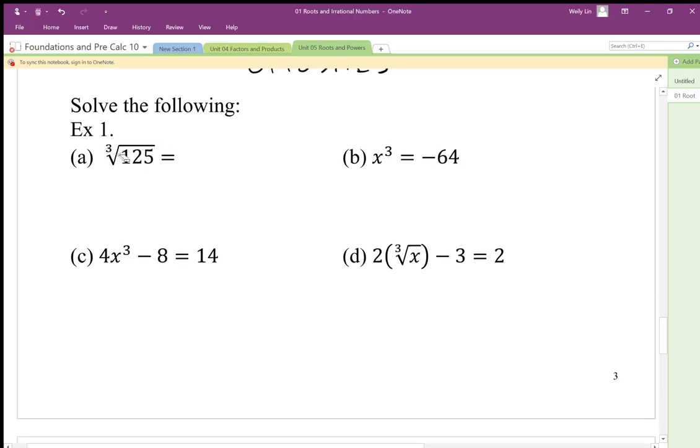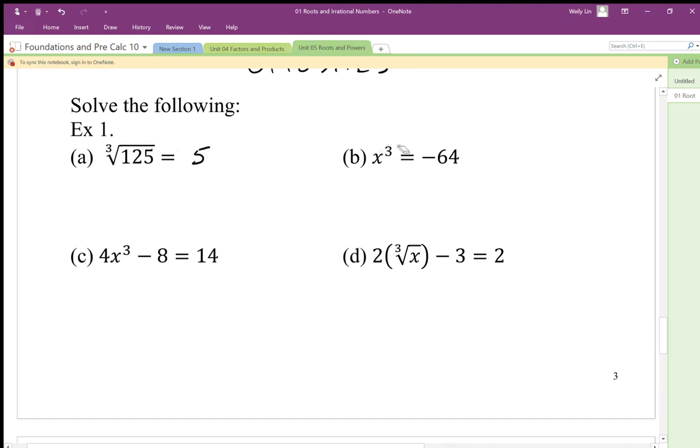So the cube root of 125 is going to be 5. Okay, and it has to be positive 5, because if I use negative in this case, negative 5 cubed is going to give me negative 125, which is not correct. So if my volume is 125, my edge length is 5.